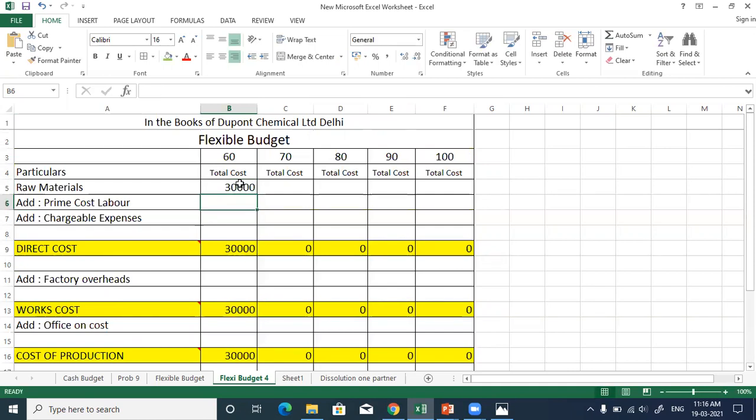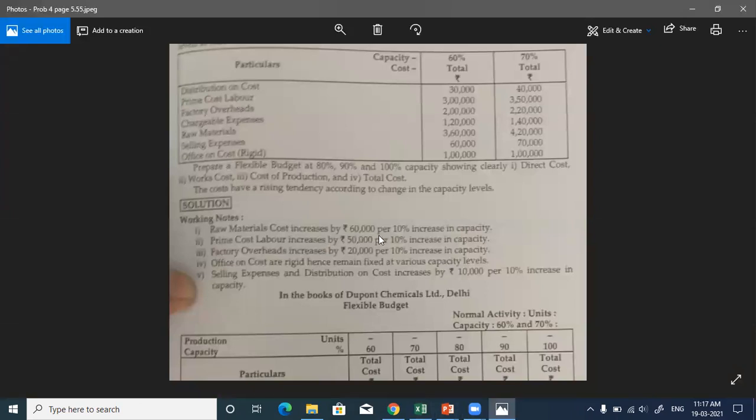रॉ मटेरियलची कॉस्ट. सॉरी, रॉ मटेरियल कॉस्ट किती आहे? 3,60,000. 3,60,000 काय, त्यांनी फिगर तुम्हाला दिलेली आहे कशाची? रॉ मटेरियलची. त्यांनी काय सांगितलं या प्रॉब्लेममध्ये? प्लीज फोकस करा. मी या ठिकाणी पुन्हा तुम्हाला स्क्रीनवर दाखवतोय. रॉ मटेरियलची कॉस्ट ही प्रत्येक 10%ला 60,000 वाढत जाणार आहे. म्हणजे 10% ने जेव्हा तुमची कॅपॅसिटी वाढेल तर 60,000 तुमचं काय होणार आहे? या ठिकाणी कॉस्ट वाढत जाणार आहे.